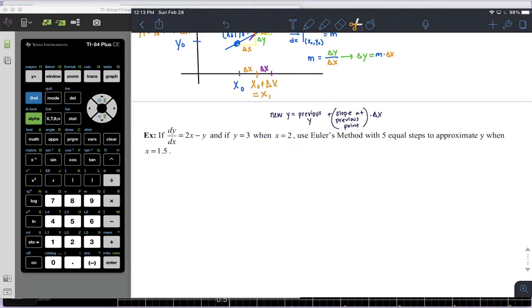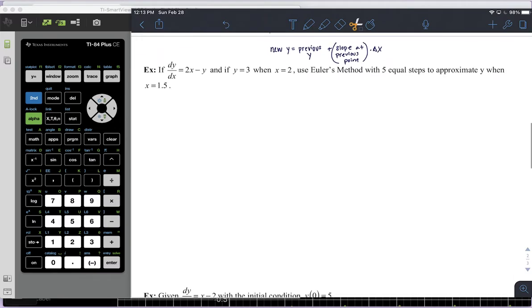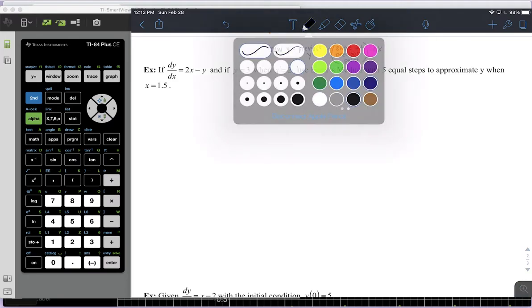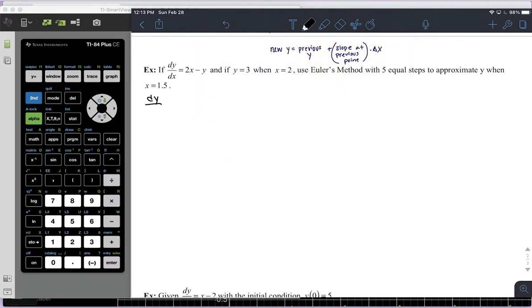Okay, so in this example, we're told that dy dx equals 2x minus y, and that y equals 3 when x equals 2. We want to use Euler's method with 5 equal steps to approximate y when x is 1.5. So let's make sure that we can pull out all of the initial stuff that we have. We know our dy dx equation is 2x minus y. That was one of the things we needed in order to use Euler's method. We also know my initial condition, right? So our x naught, y naught is the point 2, 3.